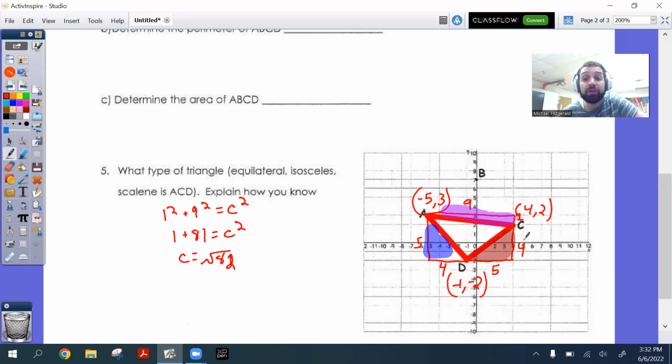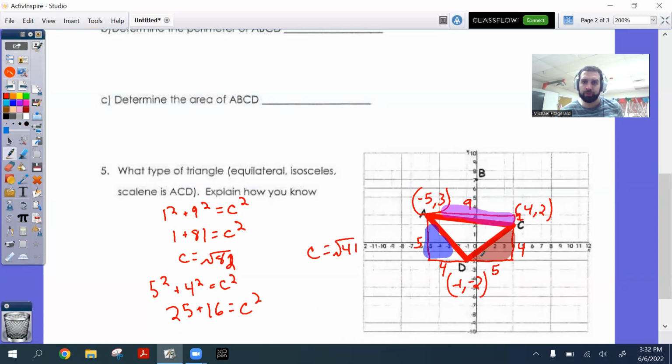We're getting the same side. 5 squared plus 4 squared, 25 plus 16, is equal to c squared. So c is equal to the square root of 41. You get that for the blue edge and for the darker edge. You get the same distance. So this thing has two equal sides. If it has two equal sides, it's isosceles, right? If it has one equal side or no equal sides, it's scalene. If it has all three equal sides, it's equilateral.